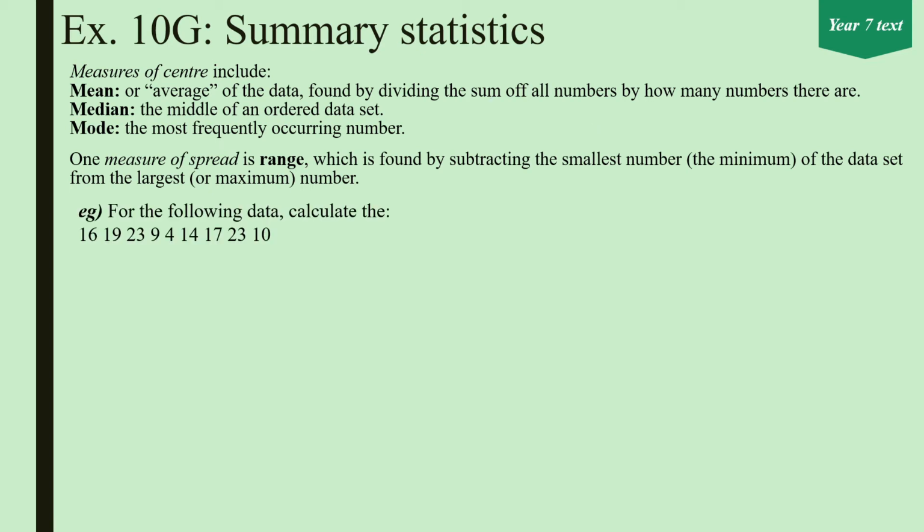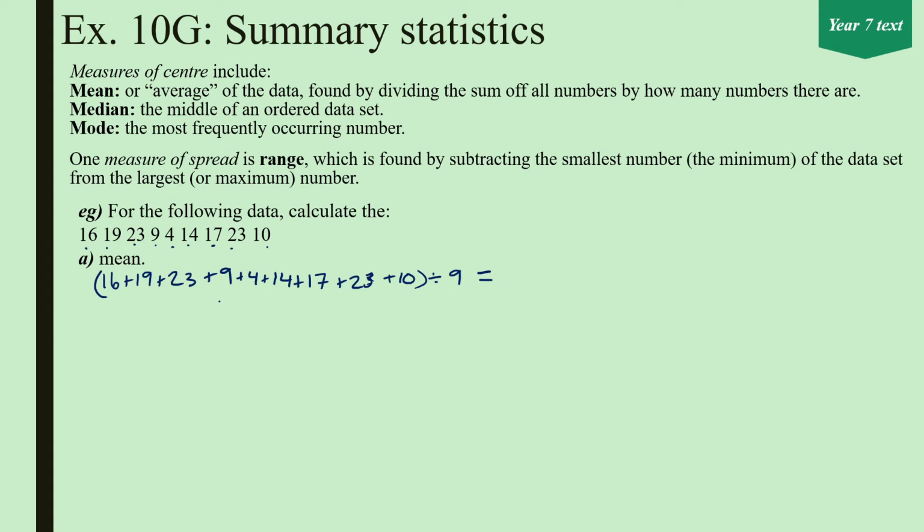We've got some data, 9 numbers in this data set, and we're going to calculate the mean. To calculate the mean, we need to add together 16 plus 19 plus 23 plus 9 plus 4 plus 14 plus 17 plus 23 plus 10, which is very annoying. Whatever the sum of all of those is, divided by the 9 numbers, will give us our mean.